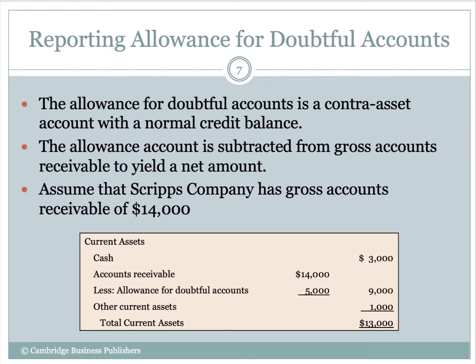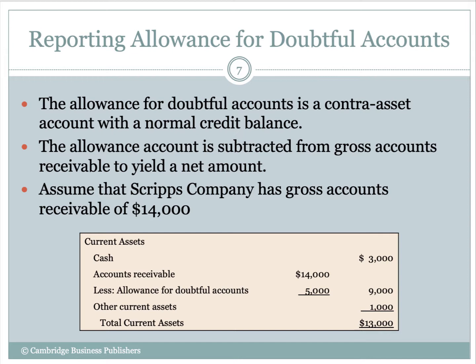So how exactly do we report this allowance for doubtful accounts? Well, remember, the allowance for doubtful accounts is in fact a contra asset account. So that means we increase it with the credit, decrease it with the debit. What we do is we take that allowance account and subtract it from our accounts receivable gross amount. If you'll notice in the slide, we have accounts receivable, $14,000. That's the gross amount of accounts receivable.